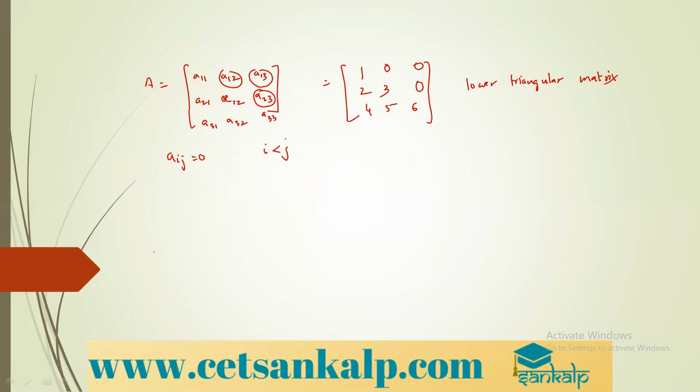Next, if A is equal to 1, 2, 3, 4, 5, 6, 7, 8, 9, A transpose will be, A dash will be, first row will become first column, second row becomes second column, third row becomes third column.